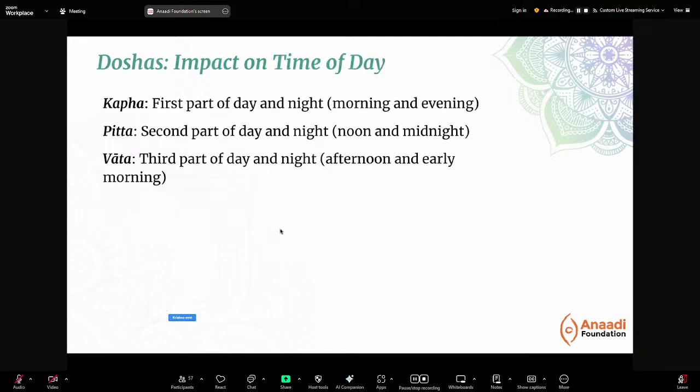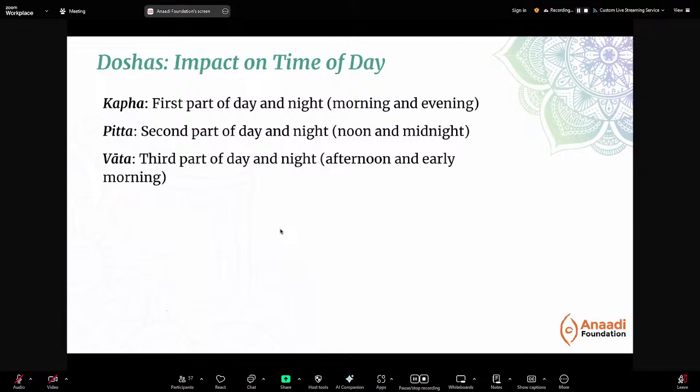Now the doshas by time of the day: the first part of the day and the first part of the night is Kapha. The middle part of the day and the middle part of the night is Pitta. The third part of the day and the third part of the night is Vata. Okay? So in the morning, because of Kapha, many people start to sneeze as soon as they wake up. There is a high possibility of Kapha dosha imbalance in the morning, and in the first part of the night also.